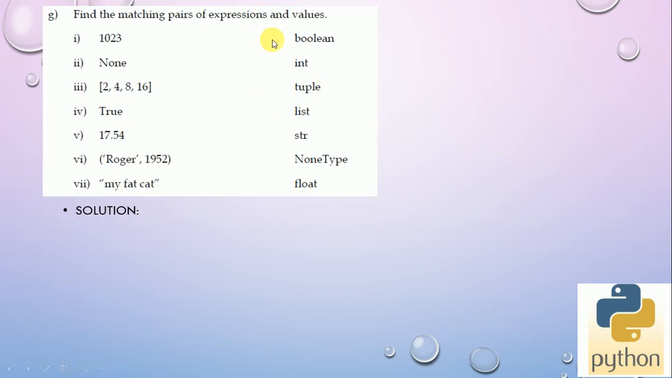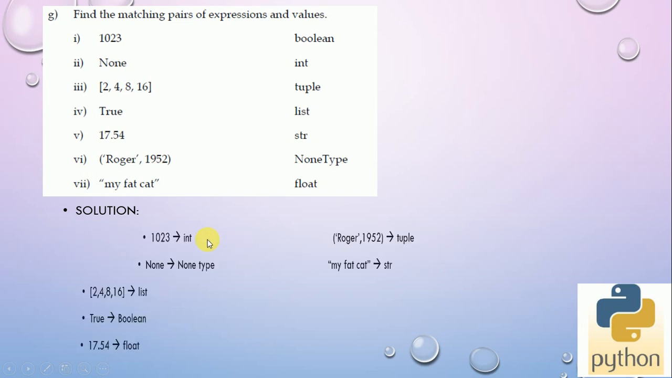Now this question matches the following. 1023, which will be correct in the integer type. None. That's a none type. 2, 4, 8, 16. That's actually a list. True. That's a boolean. 17.54. It's a floating number. Dogger 1952. That's a tuple. My fat cat. It is string, str.